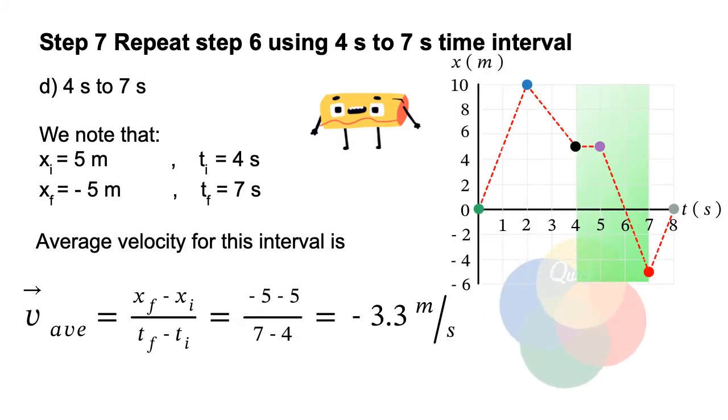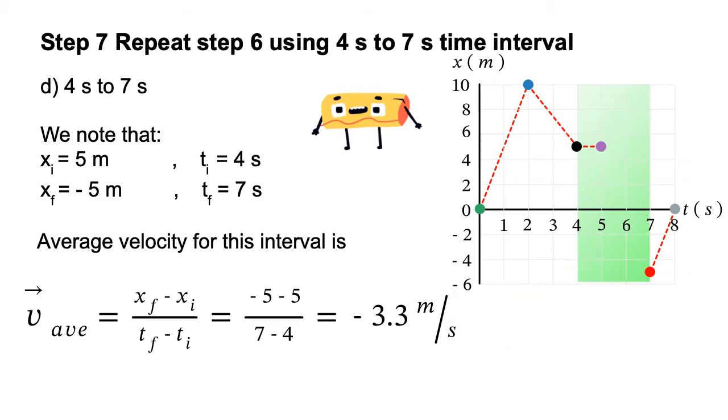Step 7. Repeat step 6 using 4 to 7 seconds time interval. Take note that x initial is 5 meters at 4 seconds initial time, while x final is negative 5 meters at 7 seconds final time. Plugging in, the average velocity for this interval is negative 3.3 meters per second. Once again, the particle moved backwards.